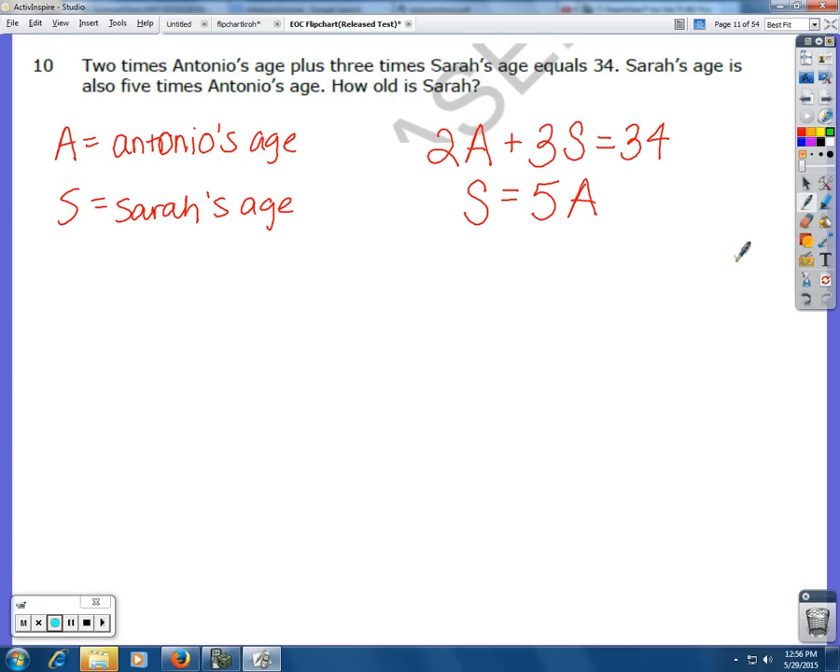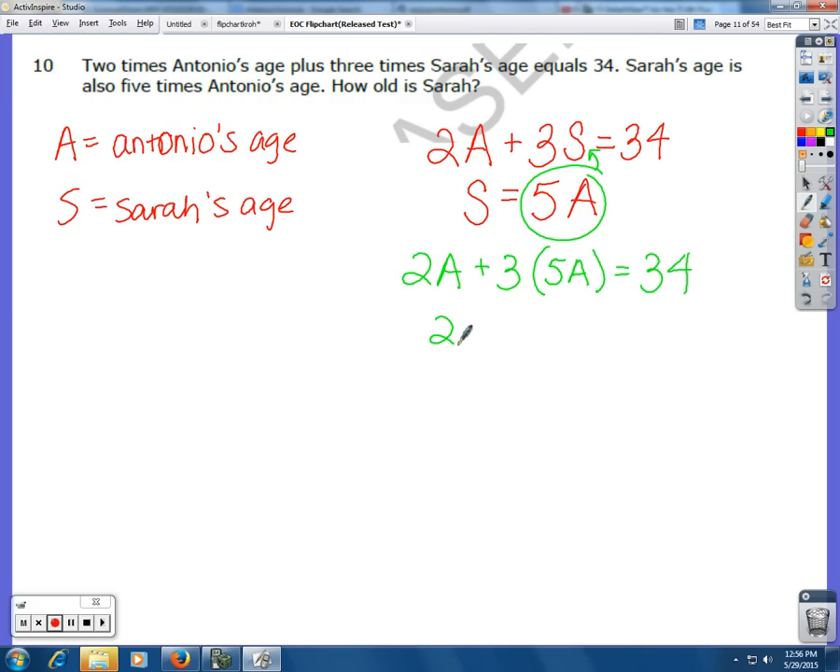Because we have a variable right here, this s is by itself. Whenever you have one variable by itself, the easiest way to solve is using substitution. So I'm going to take what s equals, 5a, and plug it in for the s in the other equation. Okay, so just like this. So I'm writing the first equation, but instead of writing the s, I'm going to write what s equals. Okay, and now I'm going to solve for a.